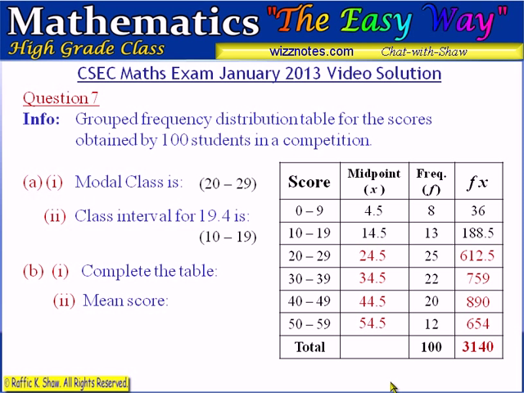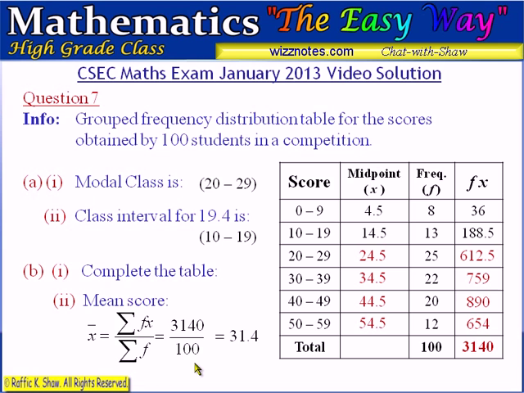Part 2 now wants us to calculate the mean score from this information. And as I said, this 3,140 is an estimate of the total score by the 100 students. And so the mean score is calculated by taking the sum of this column fx, that's the sum of f times x, divided by the sum of the frequency, which is the total number of students in the survey. And so the mean bar x is calculated using this formula: the sum of f times x, which is this value, divided by the sum of f, the total frequency, meaning the total of students in the survey, which is 100. And that calculation becomes 3,140 divided by 100, which simplifies to 31.4. And therefore the mean score is 31.4.